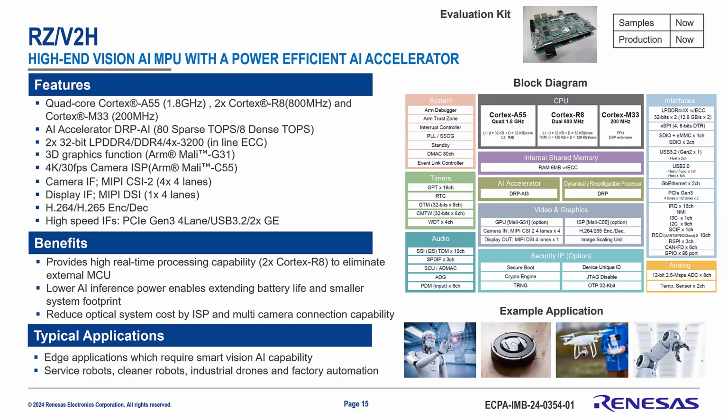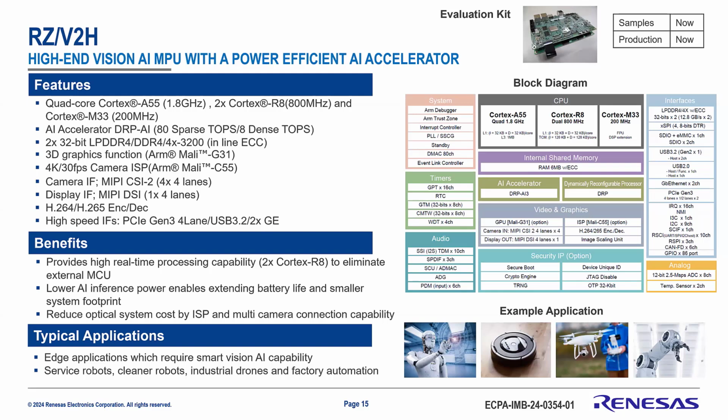It's got the same 3D graphics accelerator for the 4K camera interface. So this is a 4K camera interface here, 30 frames per second. MIPI CSI, MIPI DSI we have as well. H.264 and 265 encoding and decoding for RZ-V2H. High-speed interfaces, PCIe Gen 3 here, 4 lanes, USB 3.2, and again, 2 gigabit Ethernet interfaces.